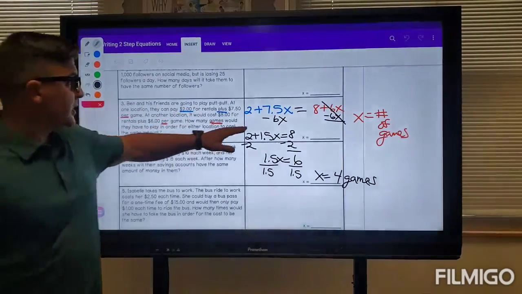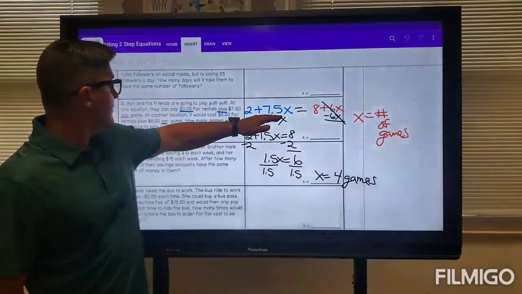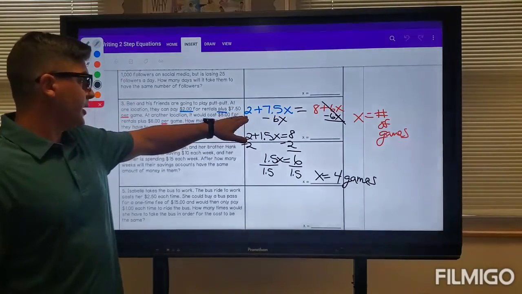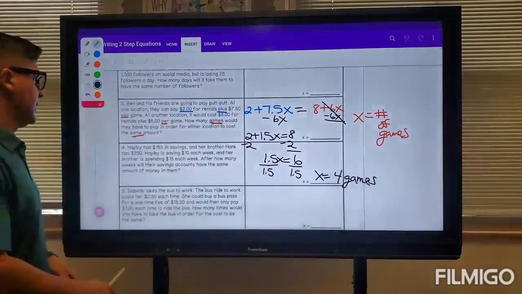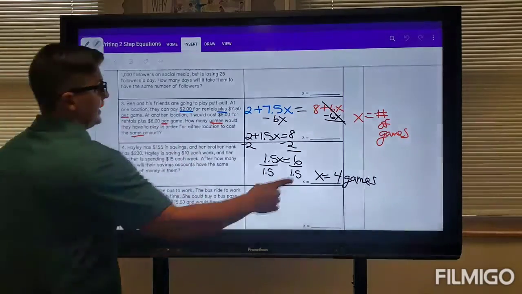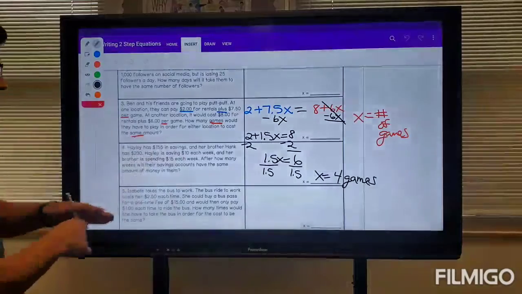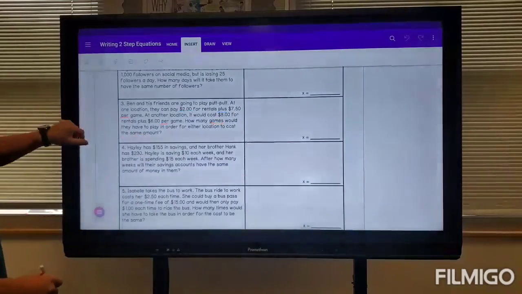So at the first place, it costs more per game, but they paid a cheaper amount for rentals. At the other location, it's more for rental, but cheaper per game. And when are they going to be the same? 4 games.